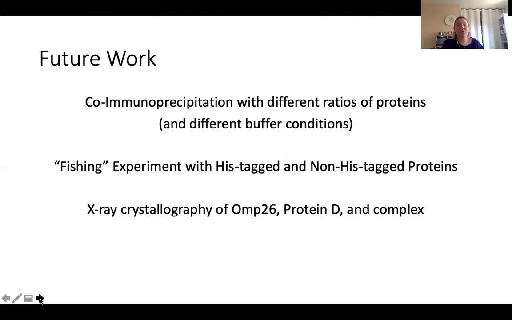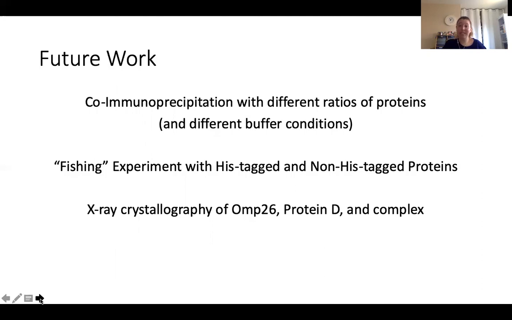We want to try co-immunoprecipitation, as it has been confirmed to work, with different ratios of proteins. So we had done the initial studies with 50-50 of each protein. So we want to try maybe 80-20 or 90-10, etc. We also want to try them in other experiments with differing buffer conditions, all in immunoprecipitations. We also want to try a pull-down experiment.